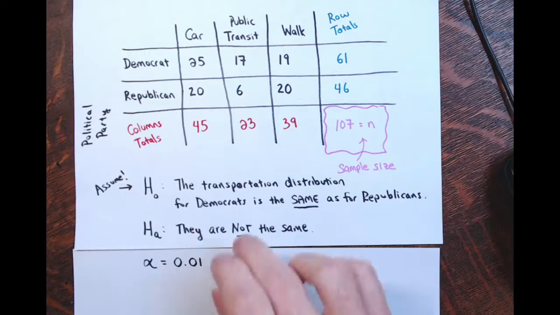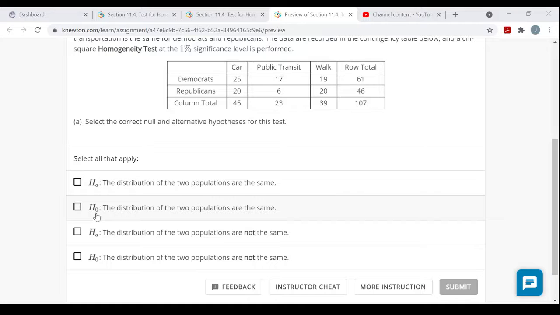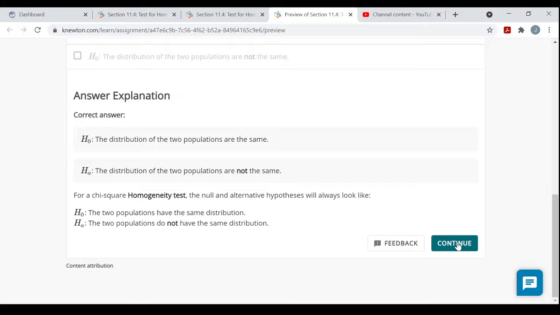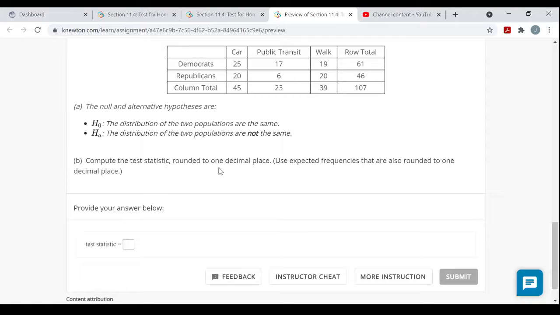That's the start of this. What are the hypotheses? So back here, make sure you pay attention to the labeling. The distributions of the two populations are the same for the null hypothesis, and for the alternative HA, the distributions of the two populations are not the same. And that's the way it's going to be for all of these homogeneity tests. Then I'm sure they're going to have us find the test statistic, and I'll show you a couple ways to do that. I'll do the long way first, and then a shorter way with just the calculator. Now, the next part is compute the test statistic, rounded to 1 decimal place.